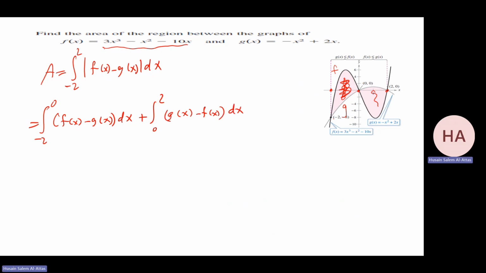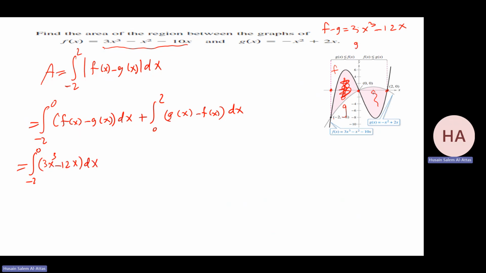Now it's a matter of calculation. Minus 2 to 0, f minus g. Let me do it here. F minus g or g minus f, just a minus sign difference. I have 3x cubed, minus x squared, minus x squared gone. That will be minus 10x minus 2x, that will be minus 12x. So that is my function. It will be f minus g, that gives me 3x cubed minus 12x dx.